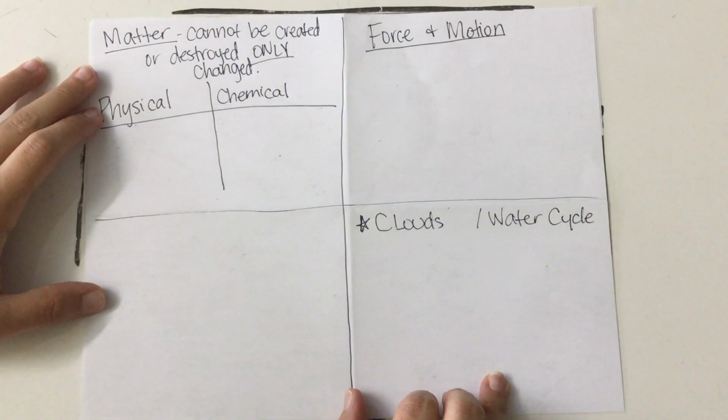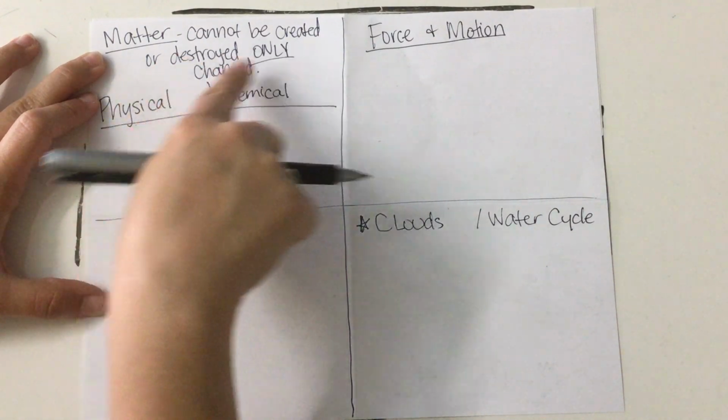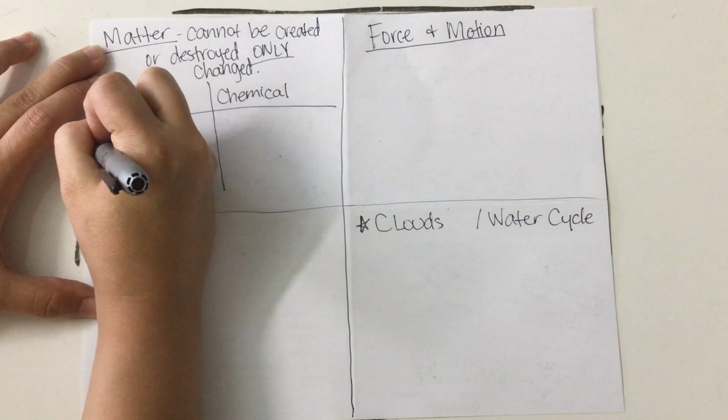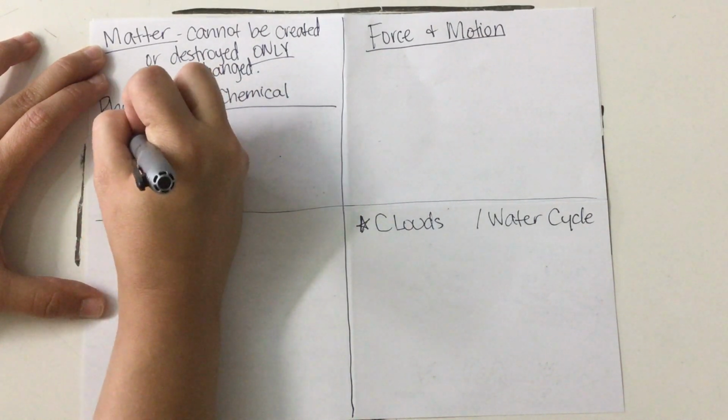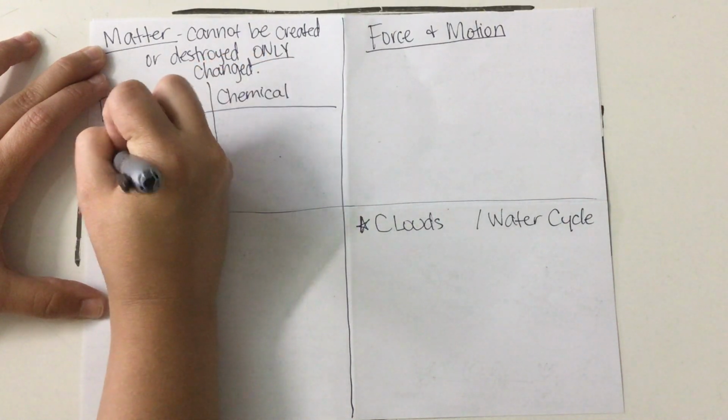Now we're moving on to the back, our last two units. Thank you guys so much for hanging in there with me. We have two types of changes. Matter cannot be created or destroyed, only changed. It can be changed physically, which can usually be reversed.